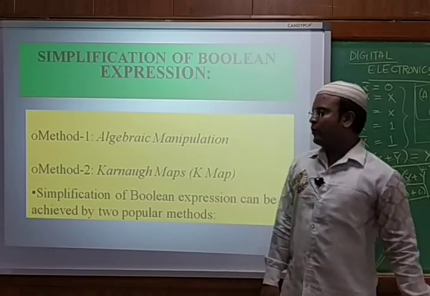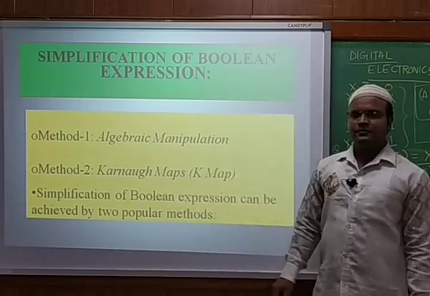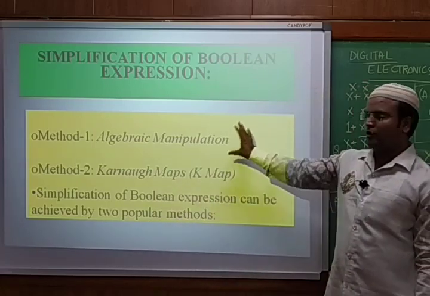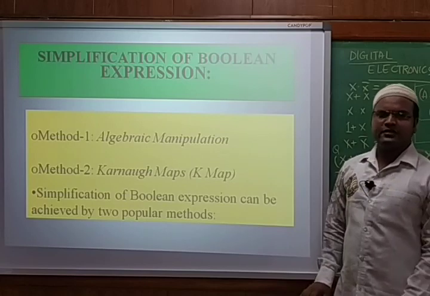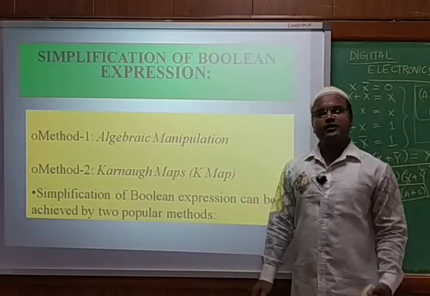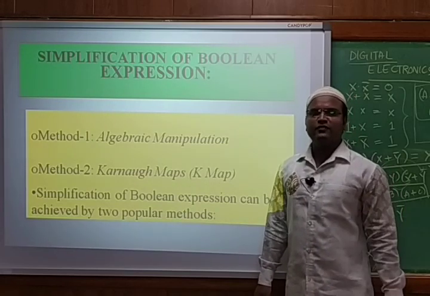Next concepts we are going to see, call it as Karnaugh Map or K Map. So this is nothing but simplification of Boolean expression can be achieved by using these two popular methods. There are a lot of methods there, but among all, these two methods are quite popular and it will be very useful for designing the digital electronic logic families.